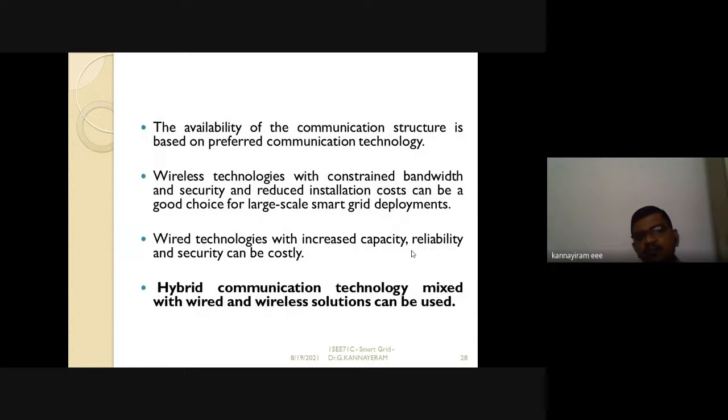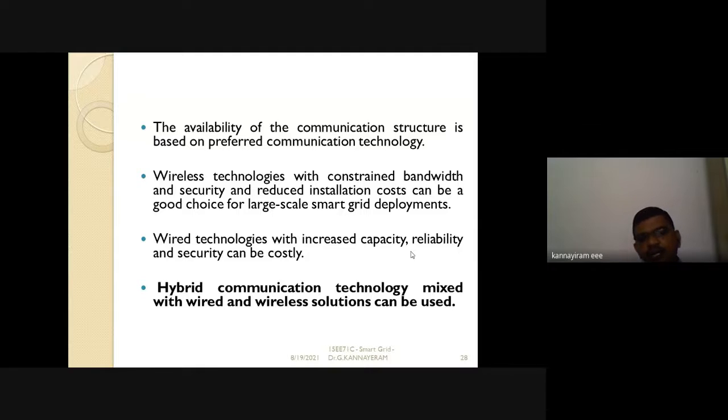Here, some communication infrastructure can be preferred. There is wireless technology with constrained bandwidth and security, but reduced installation cost, which can be a good choice for large scale smart grid deployment. Wired technology increases the capacity, reliability, and security but can be costly. Here we can use hybrid communication technology, a mix of wired and wireless communication, for smart grid communication.